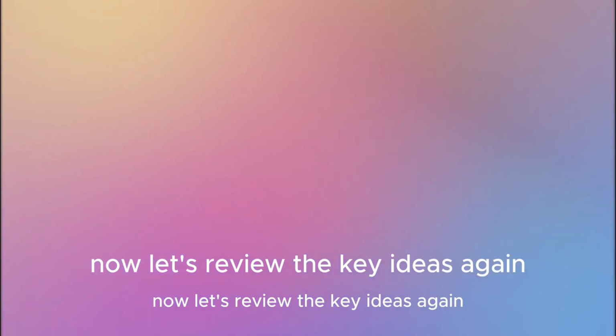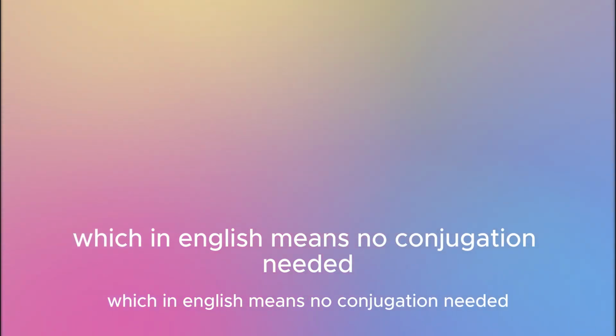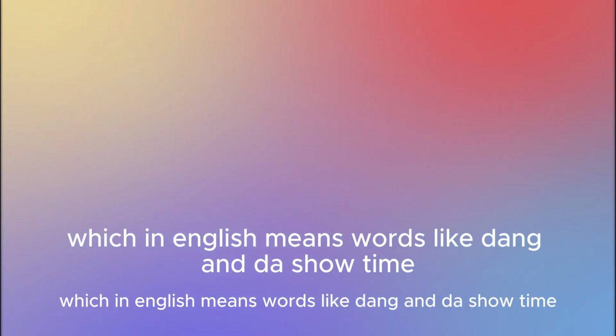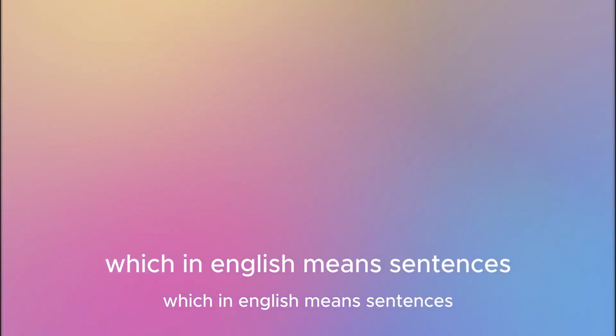Now, let's review the key ideas again. Chủ ngữ, động từ. Tân ngữ, which in English means subject, verb, object. Verbs do not change, which in English means no conjugation needed. Time markers show tense, which in English means words like đang and đã show time. Structure is consistent, which in English means sentences follow a clear pattern.